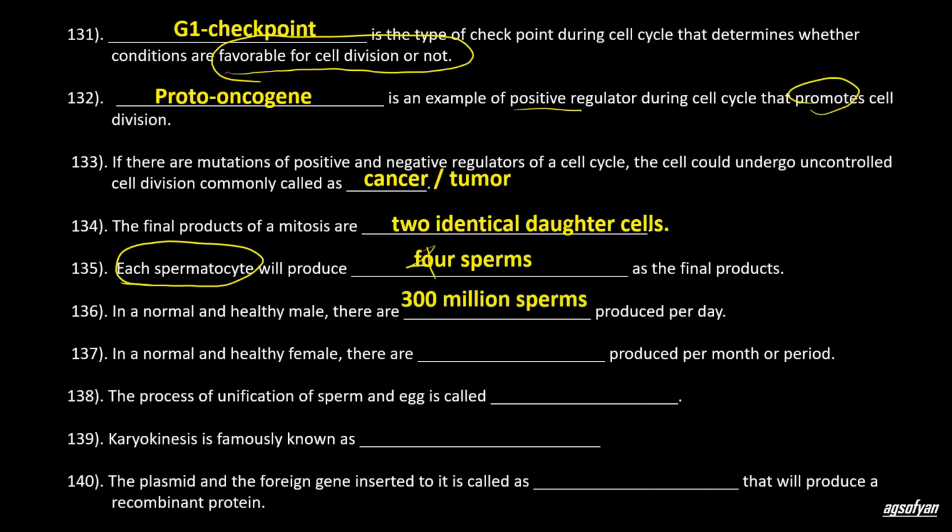In a normal and healthy female, there are blank produced per month or period. Okay, so for female, they actually only produce 1 egg per month or per period. The process of unification of sperm and egg is called fertilization.